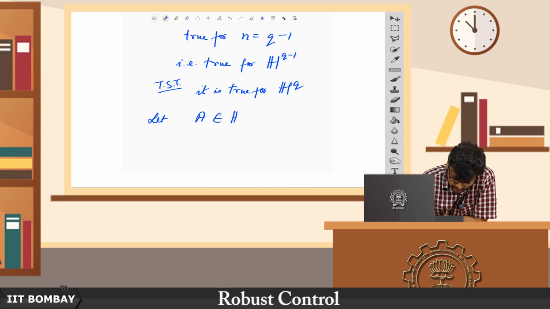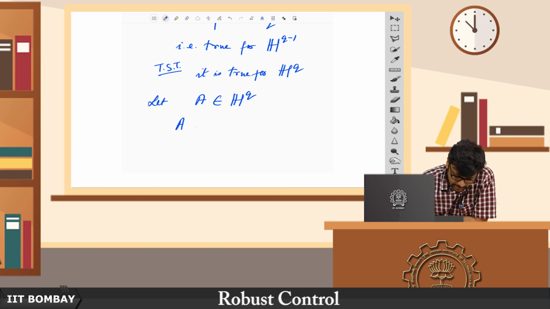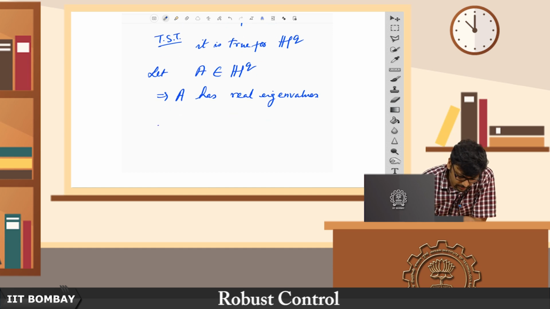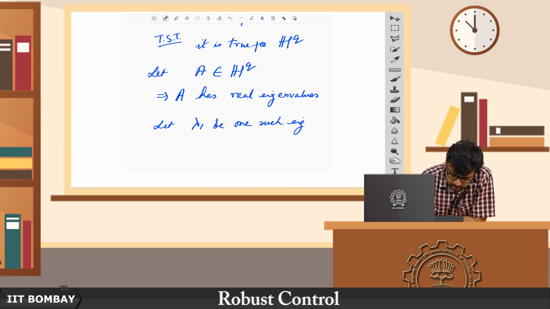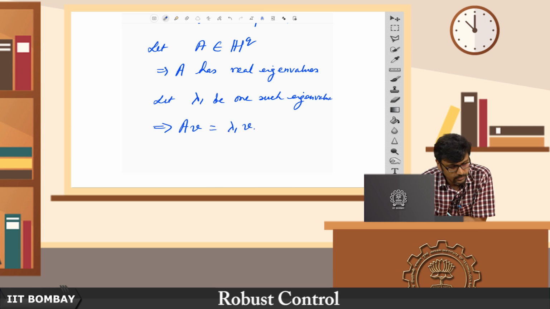Let A belong to this set H q, and clearly because it belongs to this set H q, A has real eigenvalues. This we have proved in the previous lecture. So, A has real eigenvalues, fantastic. So, if A has real eigenvalues, let lambda 1 be one such eigenvalue. If that is so, then we have A V is equal to lambda 1 V.